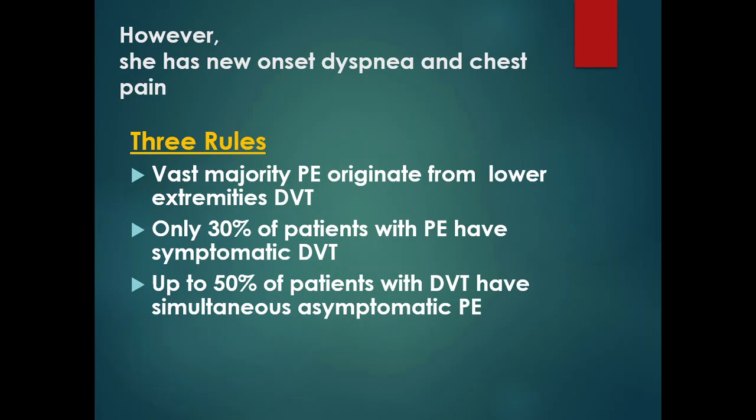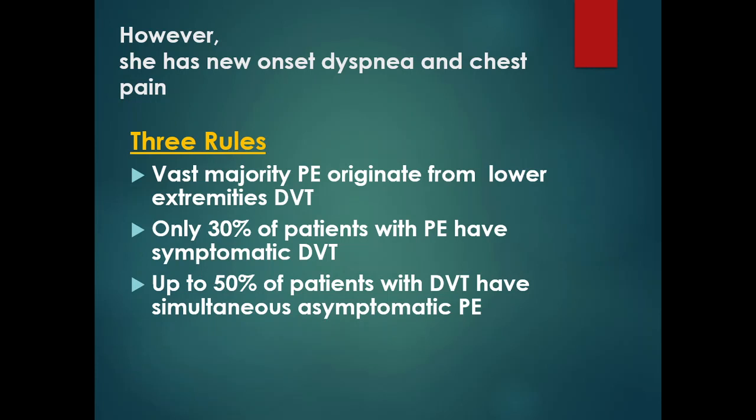But the patient also, so we established that our patient most likely has a new acute deep vein thrombosis in her leg, but she also has dyspnea and chest pain, and these have to be explained. I'll show you 3 rules that we use to interconnect DVT with pulmonary embolism. The vast majority of patients with pulmonary embolism originate from lower extremity DVT. So lower extremity DVT is the major source of pulmonary embolism.